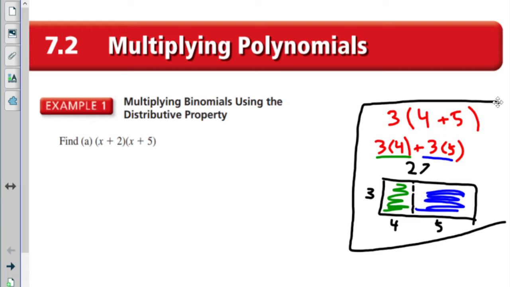So that's what we're going to be looking at, this idea of distributing. But when we distribute, we're going to distribute across 2 terms at the same time. In other words, we're distributing across the x plus 5, but we have 2 different terms here. We have an x that we need to distribute across the x plus 5, and then we also have a 2 that we need to distribute across the x plus 5. So we're going to need to distribute both of those terms.